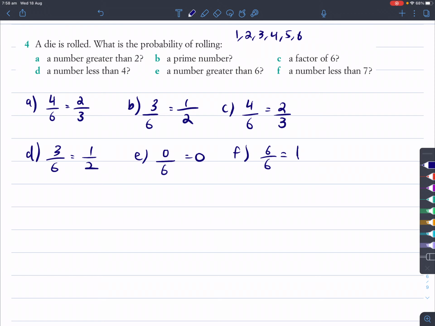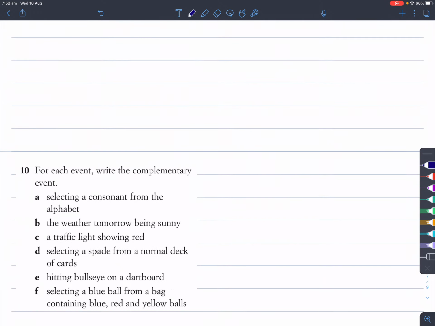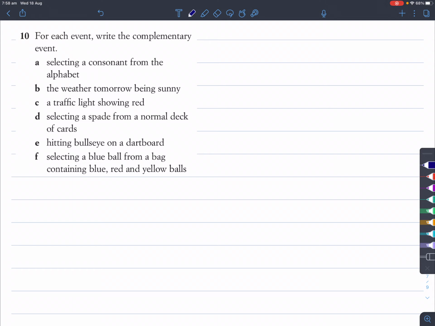All right, hope that makes sense to you. We're going to move on to the next question. Question 10. For each event, write the complementary event. So, for question A, selecting a consonant from the alphabet. The opposite of that is not selecting a consonant. And you're just going to make sure that apart from consonants, what else are there? There's only vowels, so we can say or selecting a vowel.